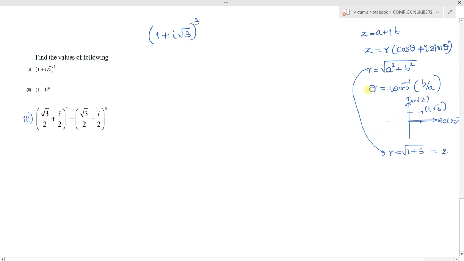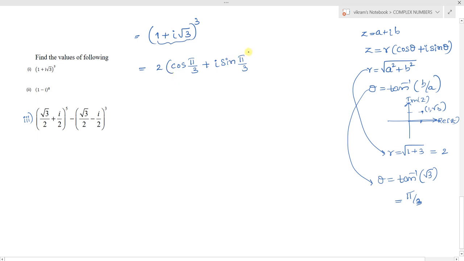R equals 2, and theta equals tan inverse, okay, it is in the first quadrant, alpha equals theta only, theta equals tan inverse root 3 by 1. Tan inverse root 3 is nothing but 60 degrees, that means pi by 3. Now with pi by 3, we can write this in the polar form as 2 into cos pi by 3 plus I times sin pi by 3.